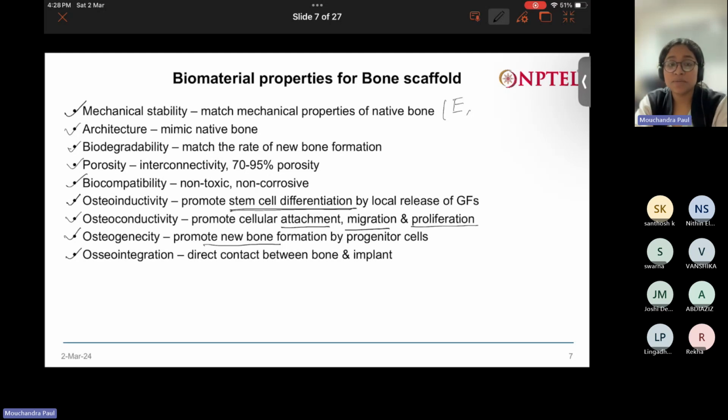The body should be able to accept it, and only then will the intended application, that is bone healing, happen. So osteointegration, you can say, is the first property that one should look at when trying to make a bone scaffold or a bone implant.